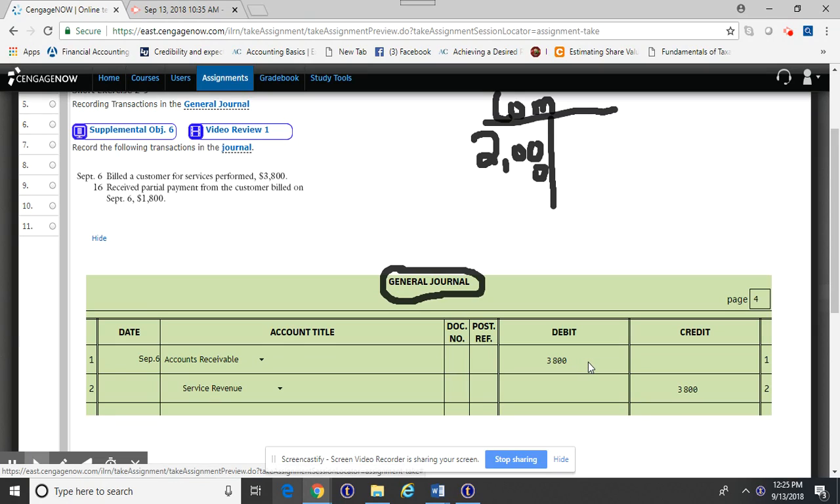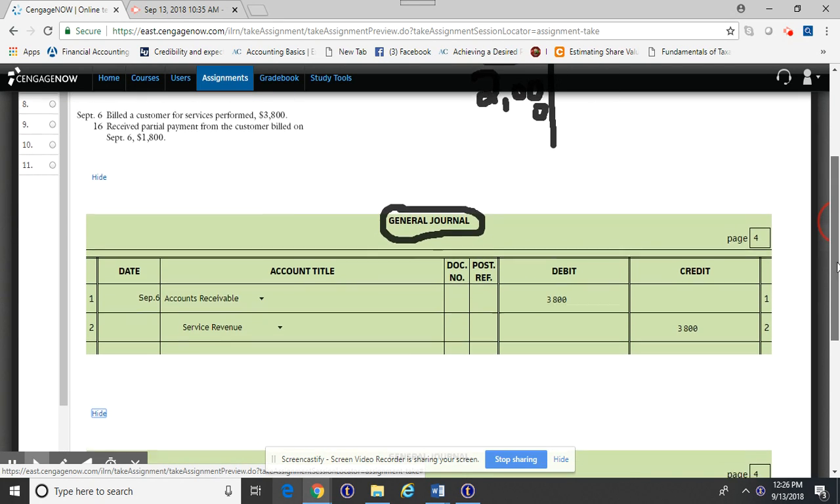This is what we mean by double entry accounting, that it balances on both sides. There's a debit side and there's a credit side, and it balances. So that's double entry. So we debited accounts receivable for 3,800. We credited service revenue for 3,800.